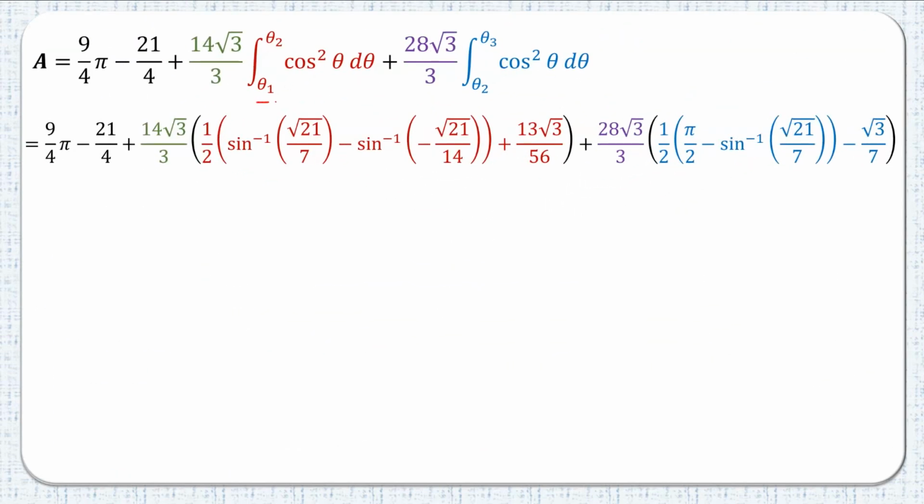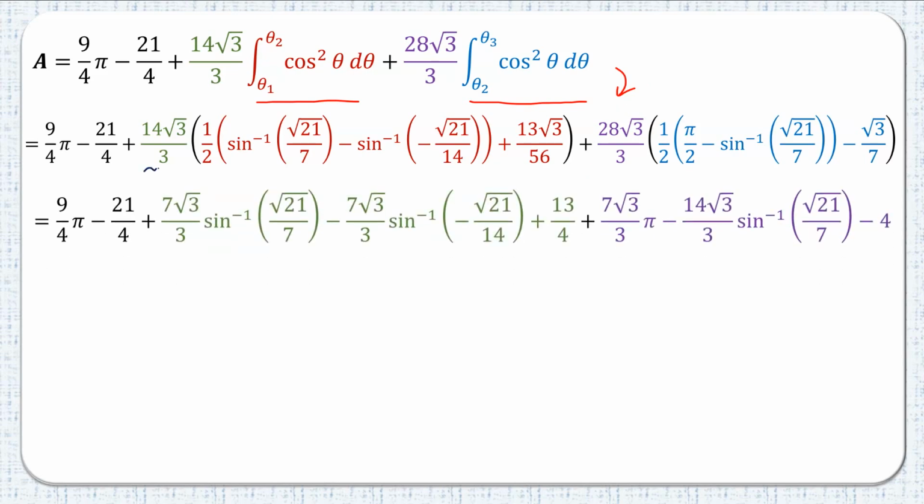And naturally, we substitute integrals of cosine square theta with the previously obtained values, and this step finally removes all integrals from the expression for a. From this point, it's just simplification. If you distribute this and expand, you will obtain this part. And if you distribute this and expand, you will obtain this part. So we have this pi term and this pi term, and this number and this number and this number.